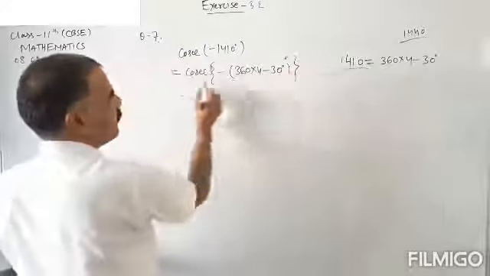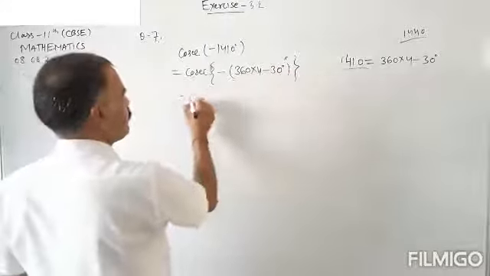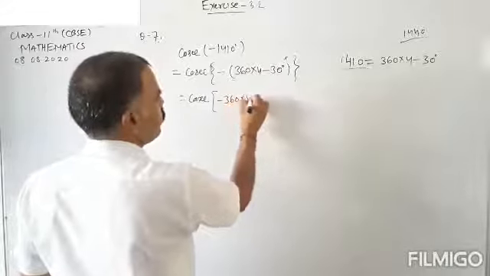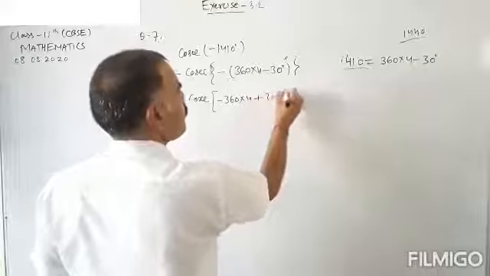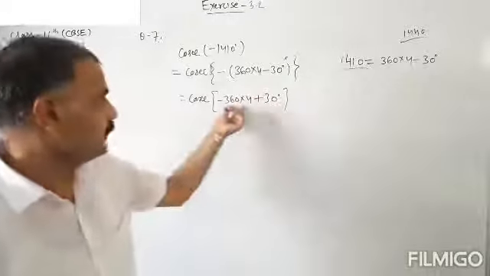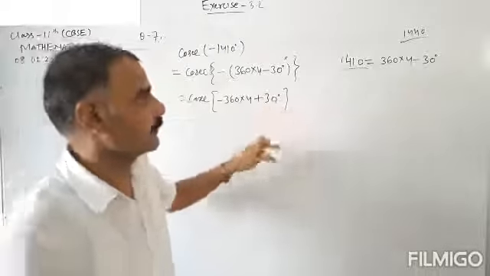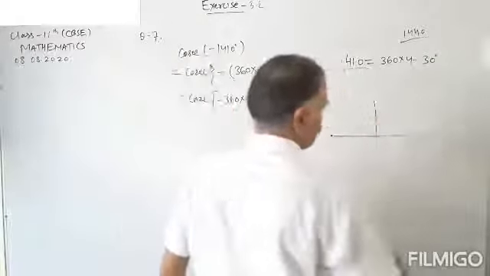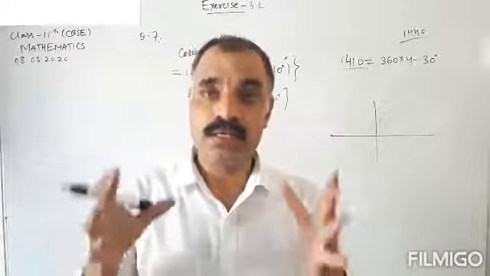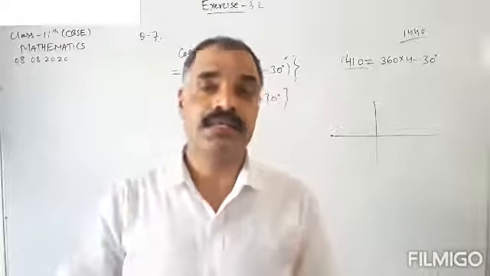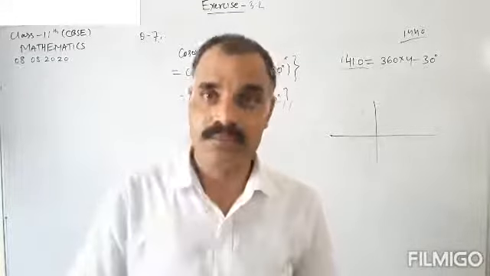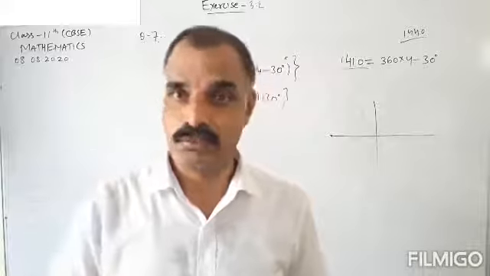Now multiply the minus sign inside the bracket: cosec of minus 360 into 4 plus 30 degree. So this is a negative angle and this is a positive angle. Negative sense of an angle means clockwise direction, and positive sense of an angle means anti-clockwise direction. I have already told you.